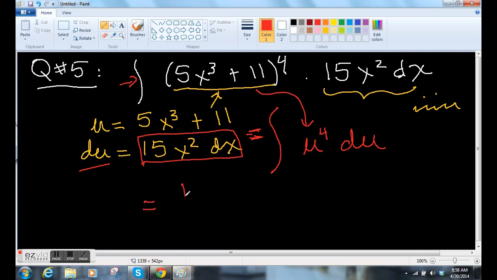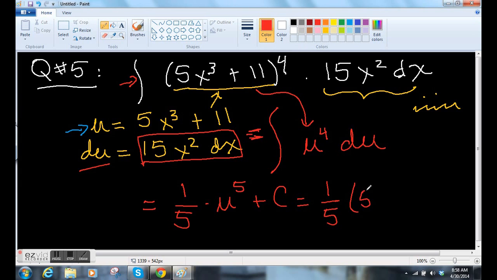We say, well, that's just 1 over 5 times u to the 5th, because you're adding 1, plus our constant. So I'm going to plug the u back in. You can't just leave it in terms of u. So plug u back in. I'll go back to red. And you get (5x cubed plus 1) to the 5th, plus a constant.